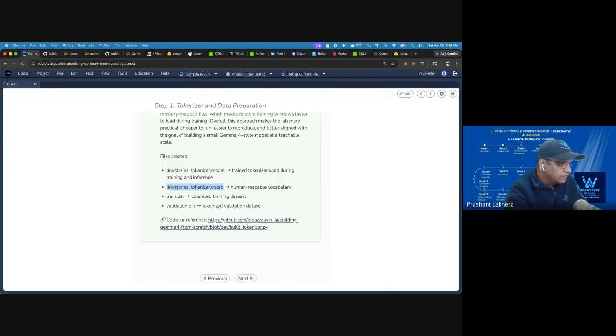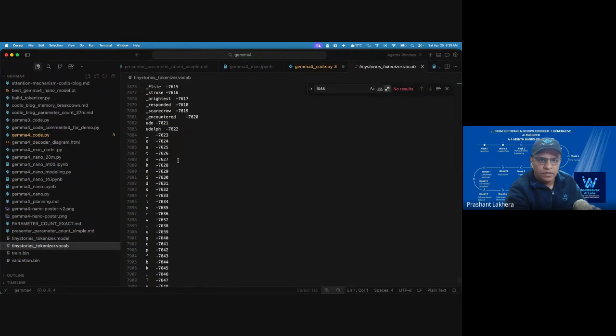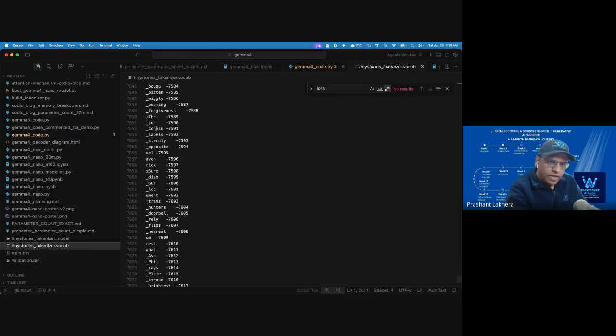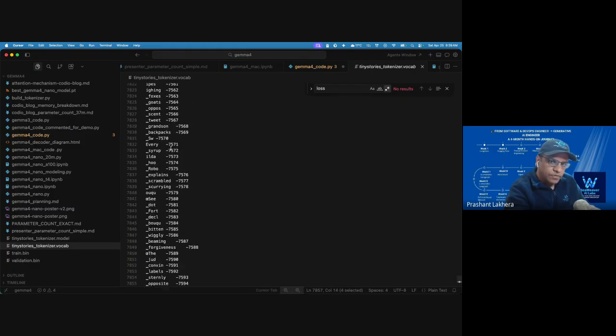I just came up with some random number and restricted it to 8,000 tokens. And under the hood, you will see that this is how the split looks. It breaks the text into these tokens and these token IDs. That's it.